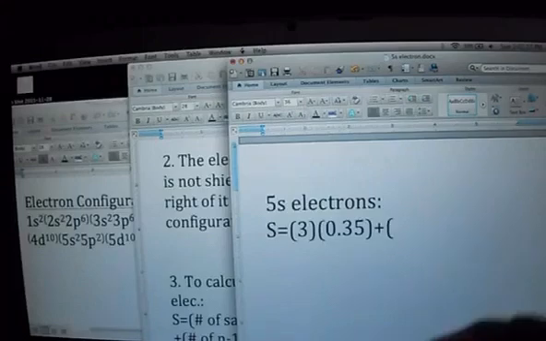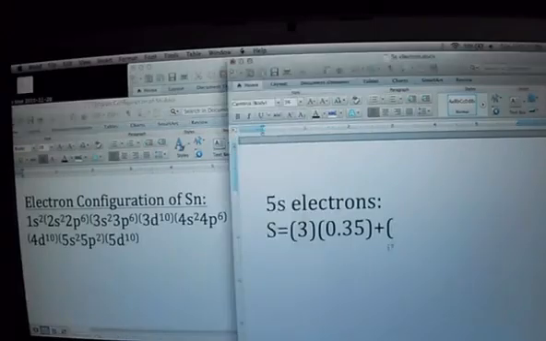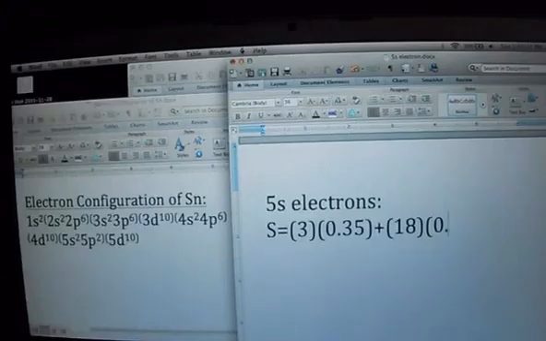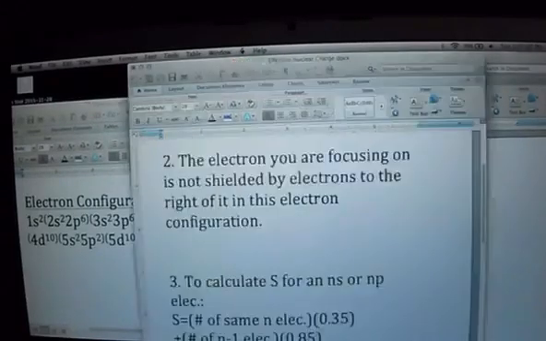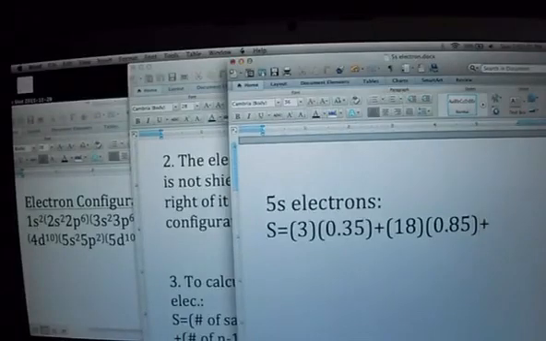Then we've got the electrons of n minus 1. Again, n equals 5, so n minus 1 is 4. 2 from the 4s and 6 from the 4p gives us 8 in this group. Then we've got 10 from the 4d, and 8 plus 10 is 18. So we have 18 n minus 1 electrons. We multiply that by 0.85, as shown here.